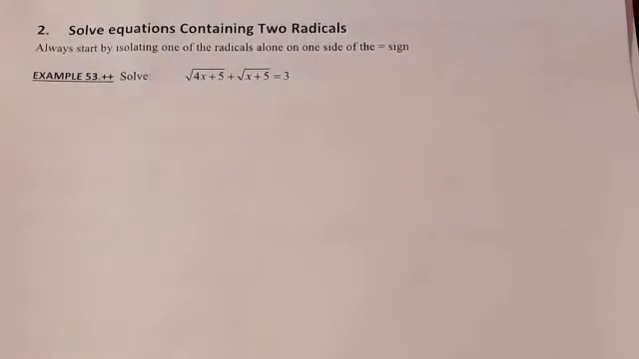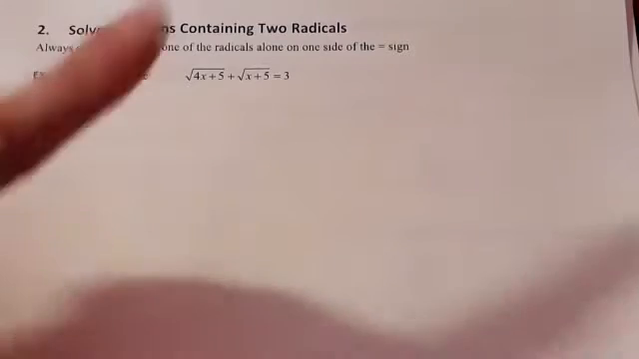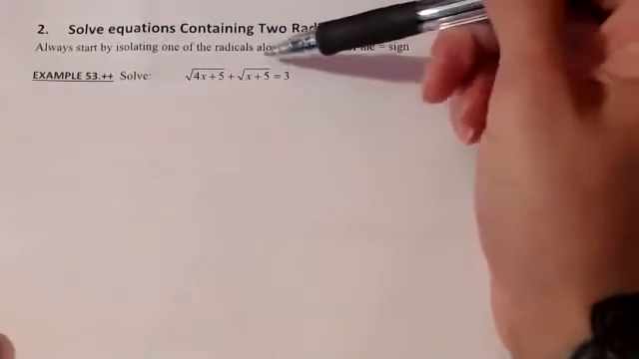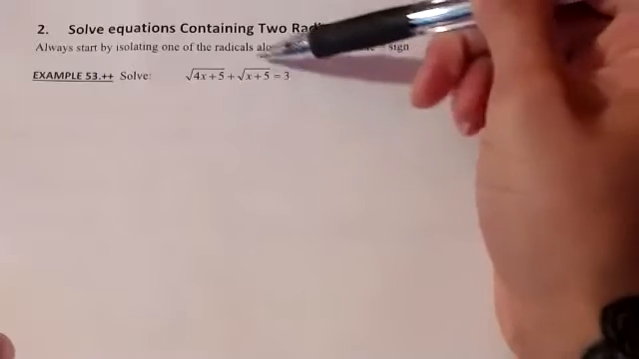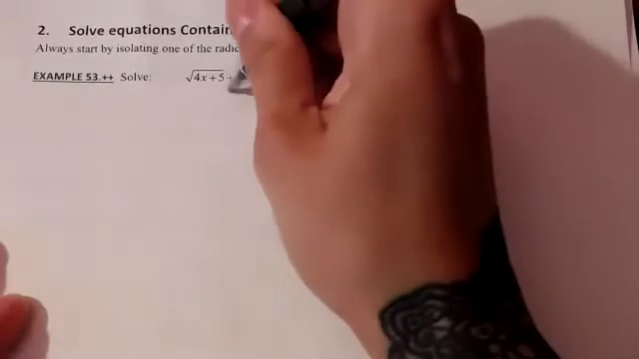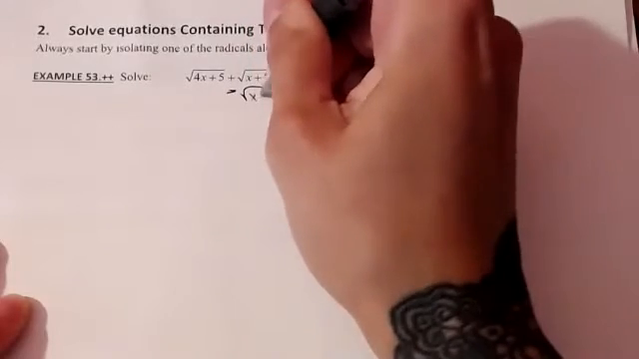We have the square root of 4x plus 5, plus the square root of x plus 5, is equal to 3. Think about the steps that you were given last class, which was: on one side of the equals, isolate one radical so that everything else is on the other side. What that means is that we want to take, for instance, this radical here, because this is one whole term, minus the square root of x plus 5, and bring it over to the other side. That's exactly what we're going to start with.